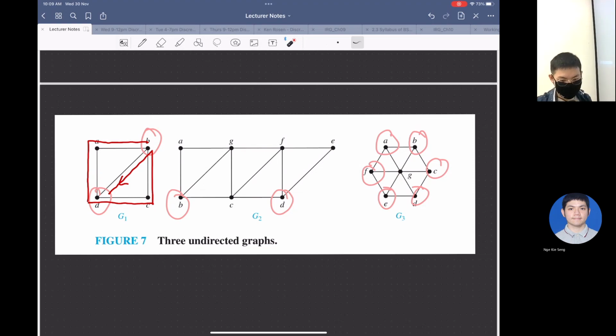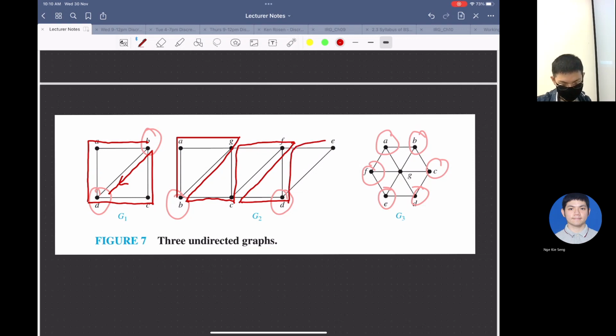How about G2? B, A, only one way to go. B again, then C, one way only. D, F, only one way. E, D, D only one way. Then F, E. Good. So the 2 odd degree vertices must be your starting or ending point. Okay, Euler path done, Euler circuit done.